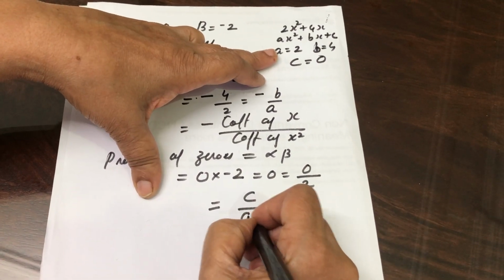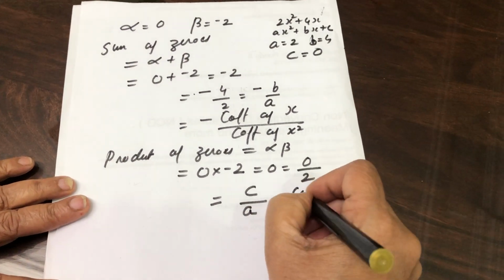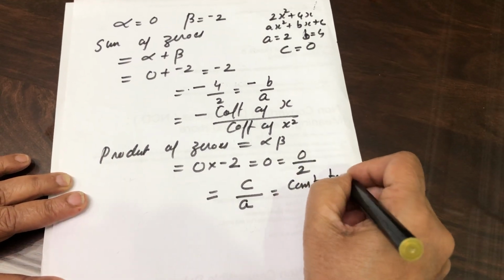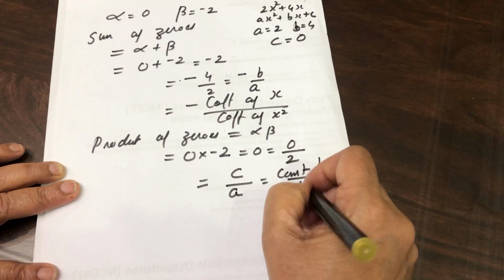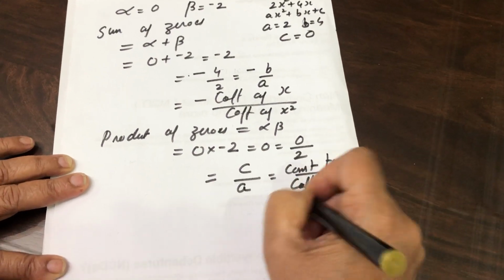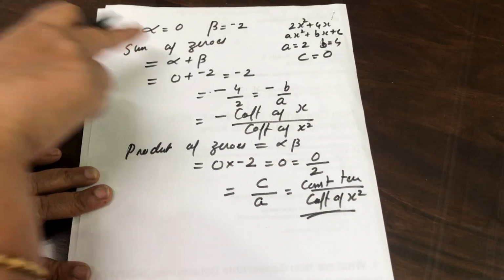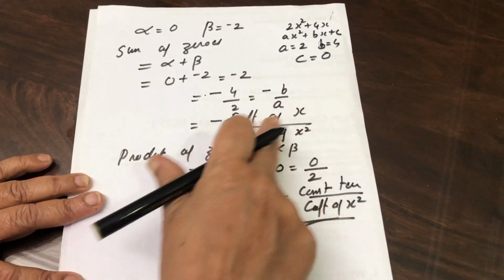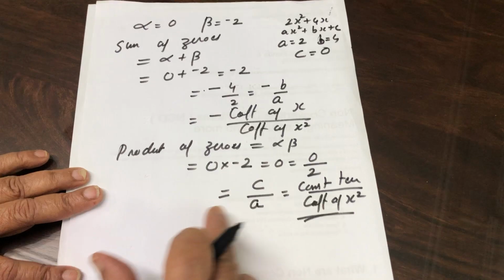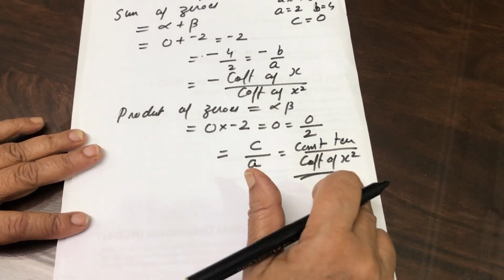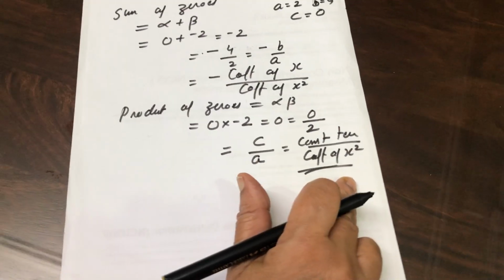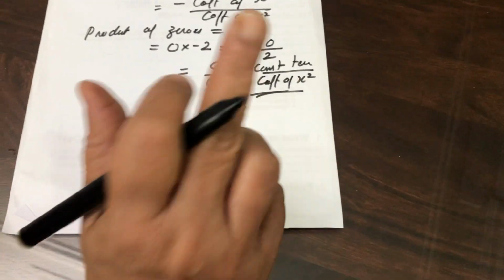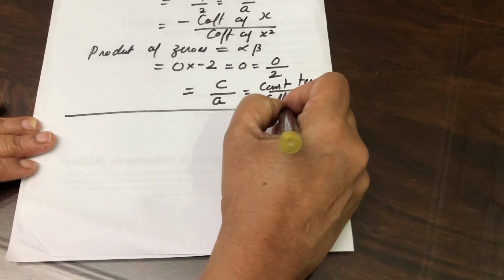So c by a is equal to the constant term divided by the coefficient of x squared. So we have verified it from this same question. Sum of the zeros is minus coefficient of x by coefficient of x squared. Product of zeros is the constant term divided by the coefficient of x squared. So one more, last question I will show you.